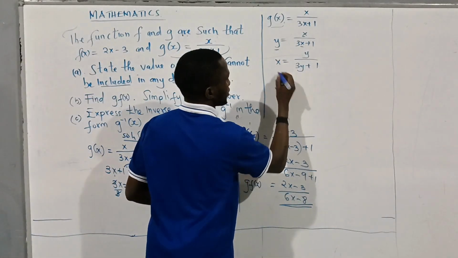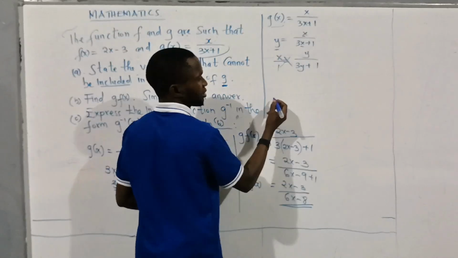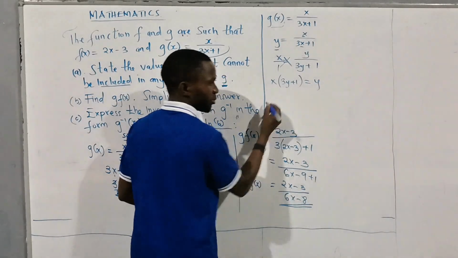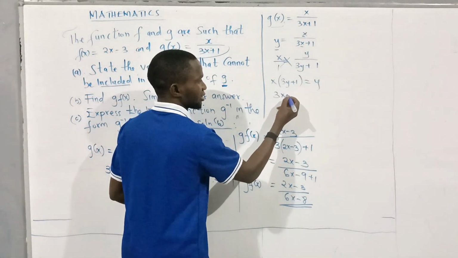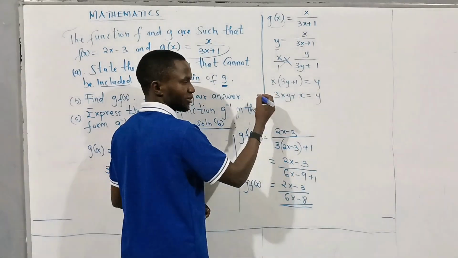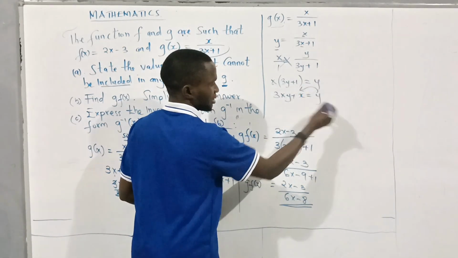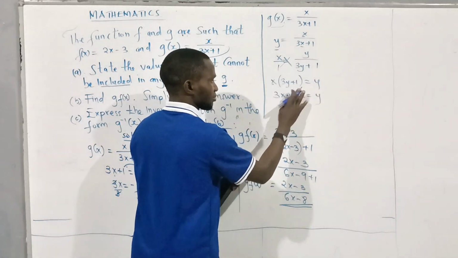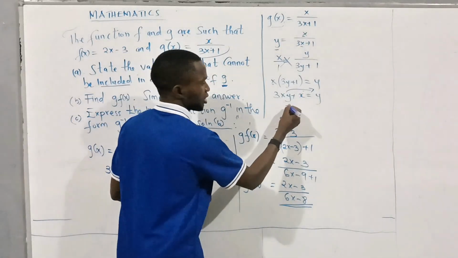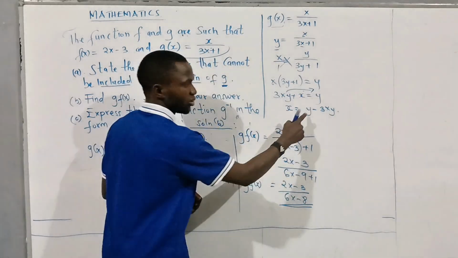So this one will be, I will cross multiply. Then I'll have it as x into 3y plus 1 is equal to y. X times 3y, 3xy, plus x times 1, x, is equal to y. Then bring y to the one side and x to the other side, or you can do it vice versa. You can opt to take 3xy to the other side, so that you remain with x is equal to y minus 3xy. Then you factor out y.